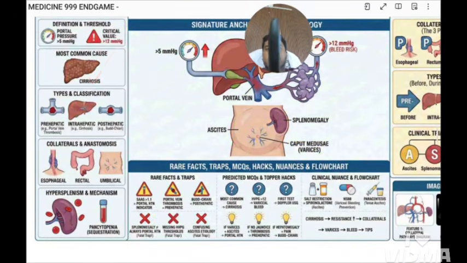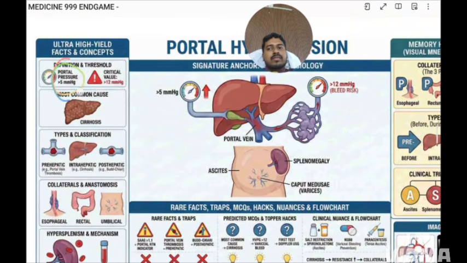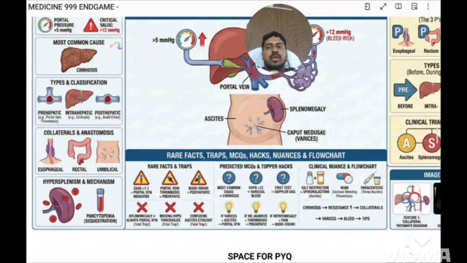So this is cirrhosis, and portal pressure by definition is more than 5. Portal hypertension is defined as portal pressure more than 5, and the critical value is more than 12. Okay, so the common cause is cirrhosis.